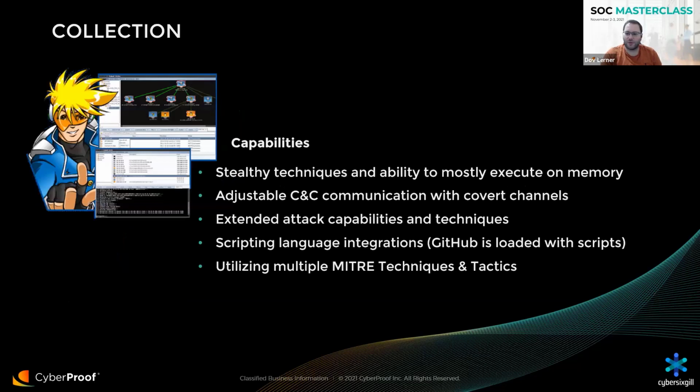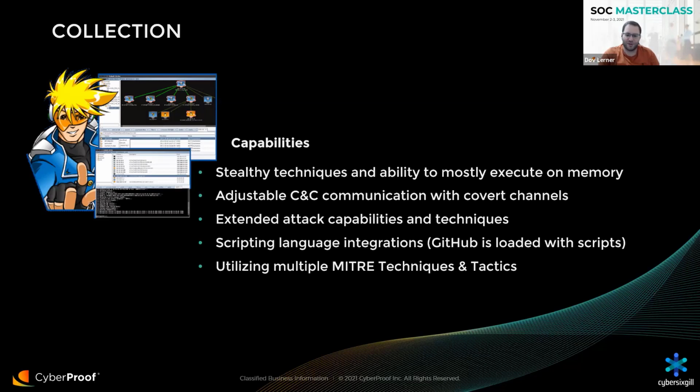Okay, so what does Cobalt Strike even do? It has stealthy techniques and the ability to mostly execute in memory, so it's fileless. It doesn't affect the file system, so it's very evasive. It has adjustable command and control communications with covert channels. So, you can talk over HTTP, or you can also tunnel over DNS. There are a lot of different things you can do. It has extended attack capabilities and techniques. You can really have full control over the system, the file system.